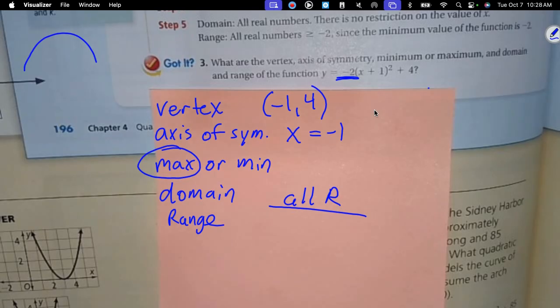We already did our domain. Now what's our range? Since it's a maximum, we don't go above that, which means what sign? It's the less than. So we've got y is less than or equal to, and what was the y value? Look up here. 4.